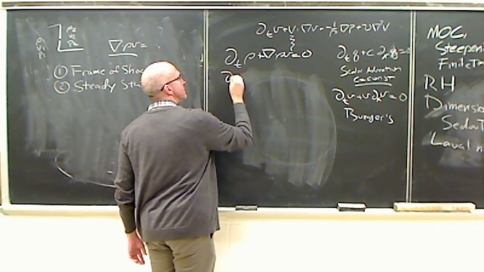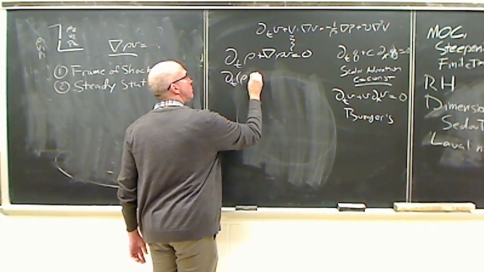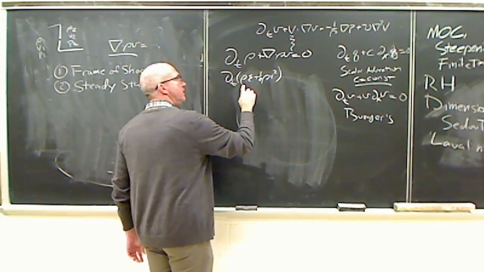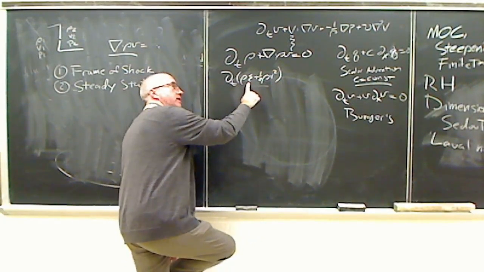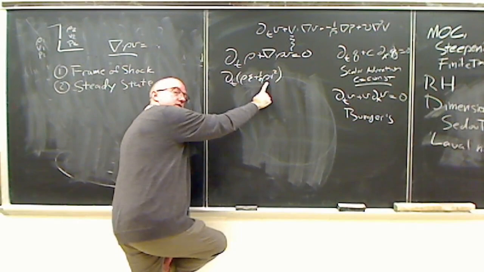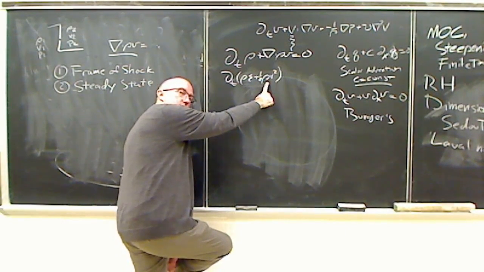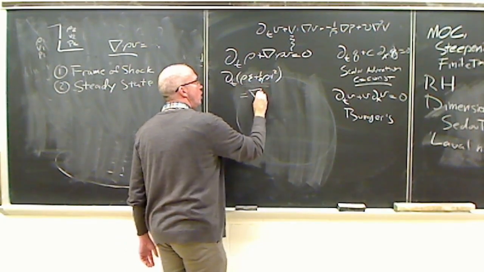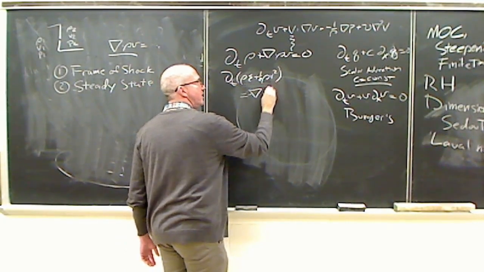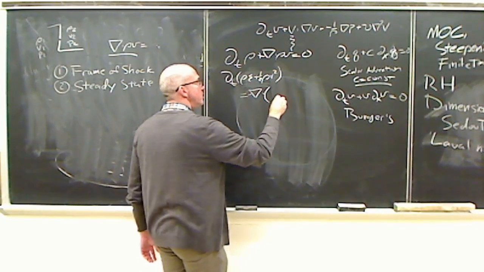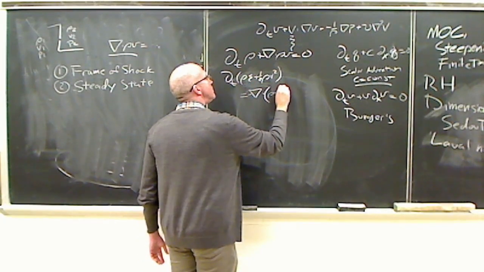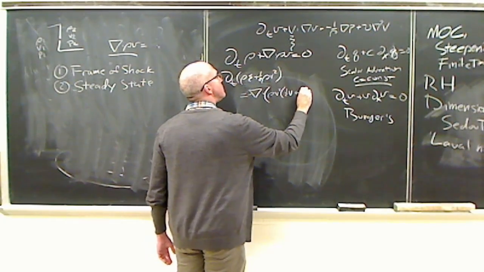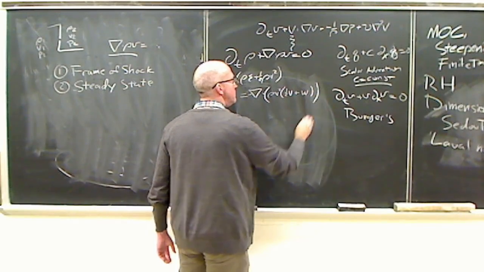So that says that d by dt of rho e plus 1/2 rho v squared. This is the total energy. Rho e is the internal energy, and 1/2 rho v squared is the kinetic energy. So this is the total energy that the gas can experience. And I'm just going to write this down. It's a homework assignment. This is minus div of this expression, rho v squared, 1/2 v plus w, where w is the enthalpy.